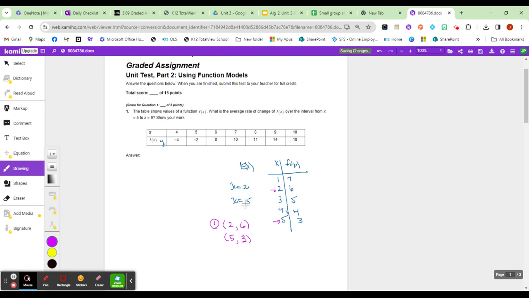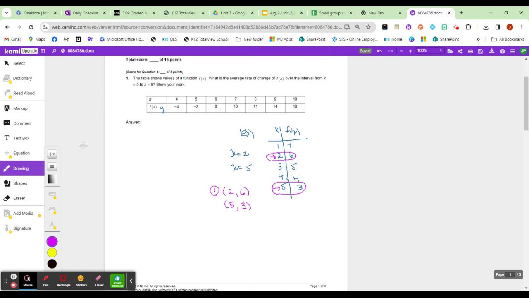So I would take the 2 x values that they give me in the problem, find those 2 x values in my chart, and get the ordered pairs that go with them. And then in my second step, I would work the slope formula, which is slope and rate of change are the same things. It was y2 minus y1 over x2 minus x1. In this first point, you would treat that as your first x and your first y. Your second point, you would treat that as your second x and your second y.